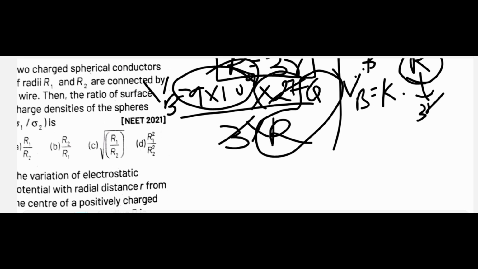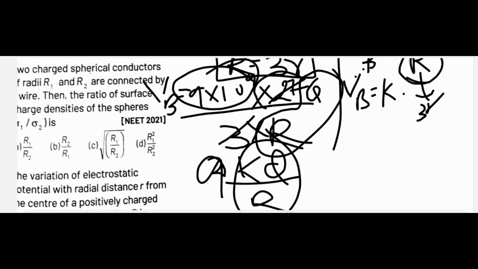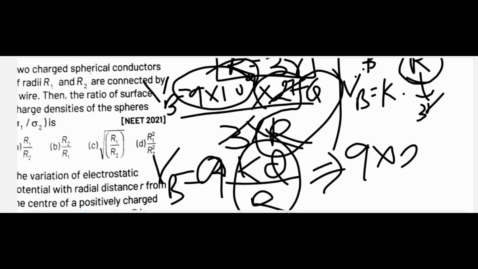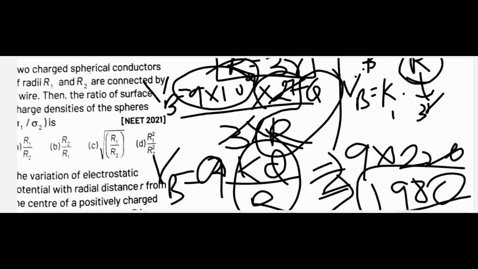3 9s are 27, that is 9 times, if you take a common k q by r, which is again constant, there is no substitution of that. So potential of the bigger drop is equal to 9 times the smaller drop. That is, they have told potential for each smaller sphere is 220 volt. So 9 into 220 volt. 9 into 220 means, which will be 1980 volt.